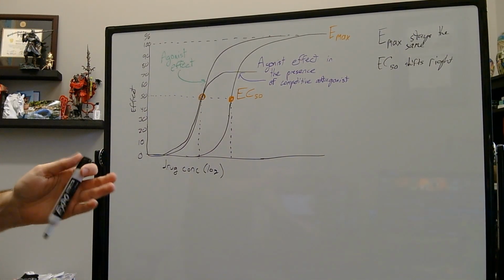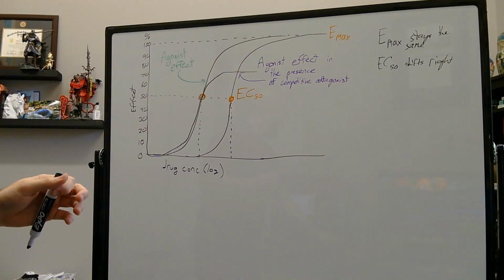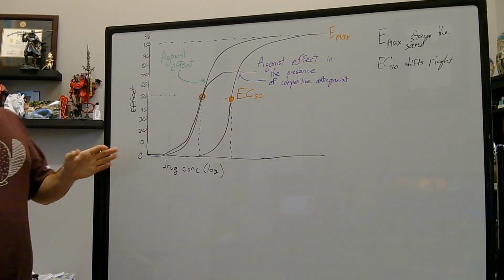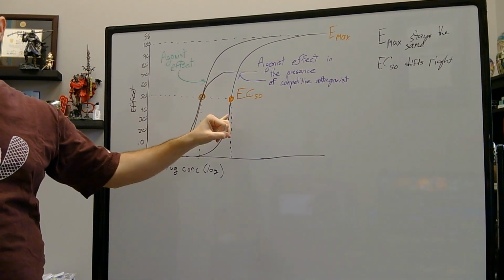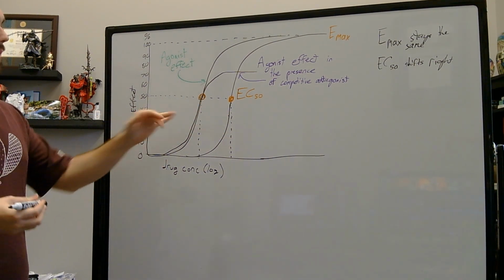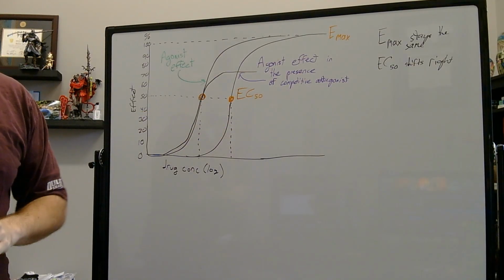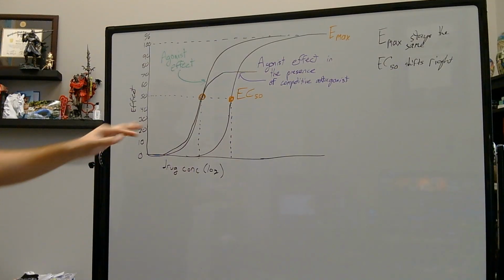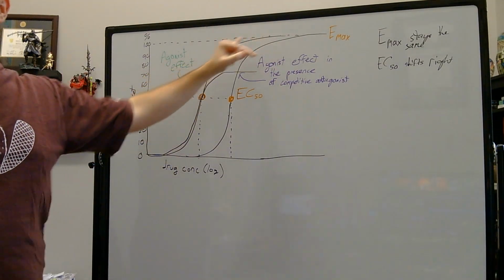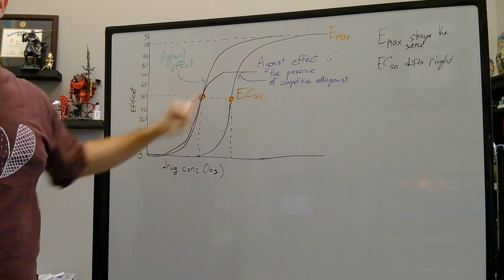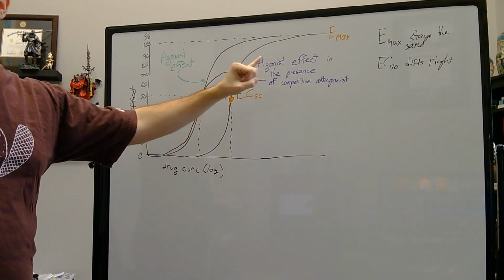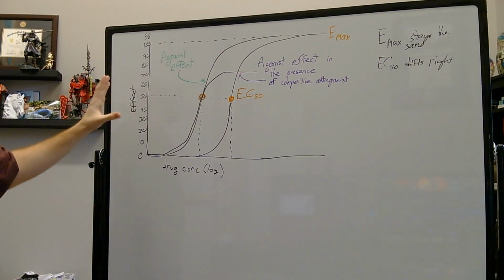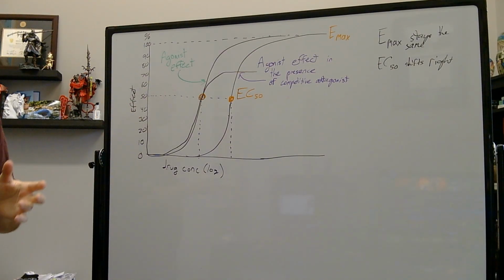There are specific antagonists, and there are different kinds. The one I wrote on here is the competitive antagonist. A competitive antagonist is an antagonist that will compete with the normal agonist. This is the normal agonist. This is the competitive antagonist. So this is the pharmacodynamic graph. Okay, let me start from the beginning.